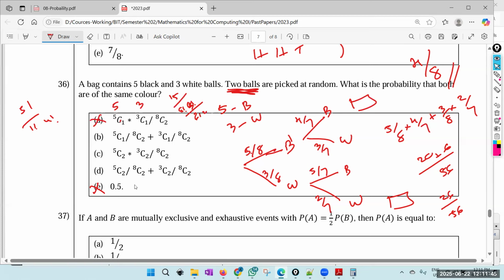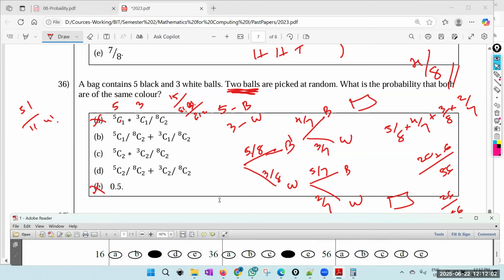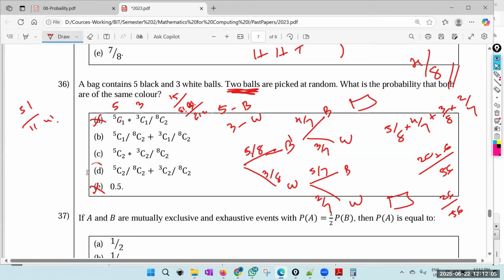Okay. So just check the answer, and I don't know, is there another way? But it looks like these two are not the answer. Maybe one of these three. Let's check the answer and double check whether that answer gives this. Okay, at least. Right, 36. Yes, the answer is D. And let's see whether the answer D gives us 26 divided by 56.